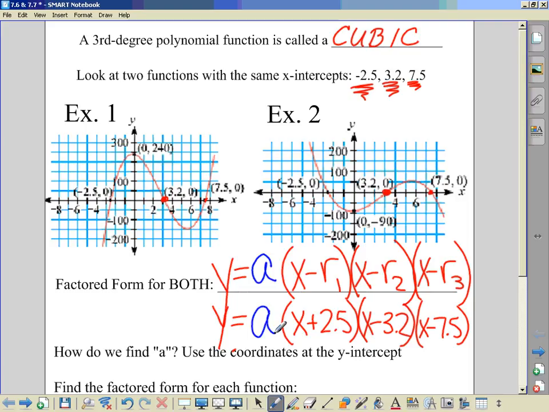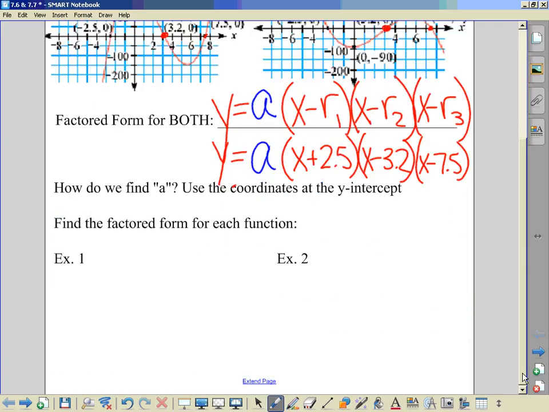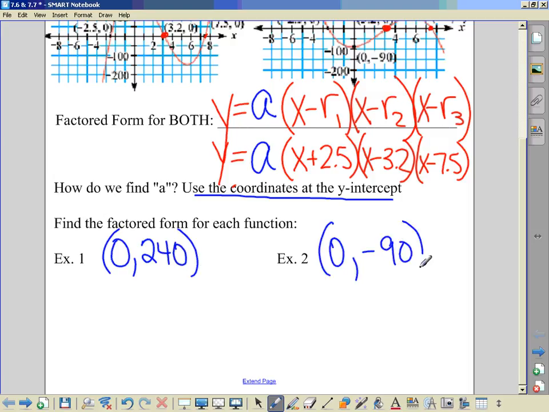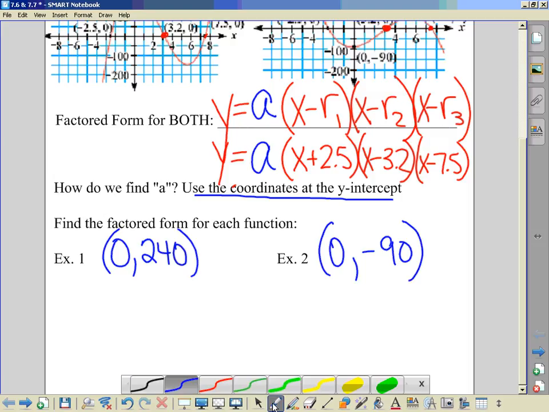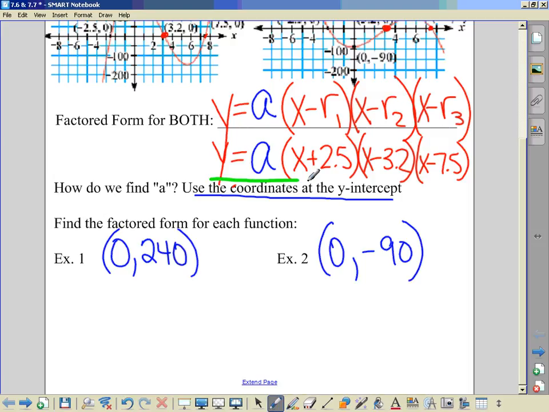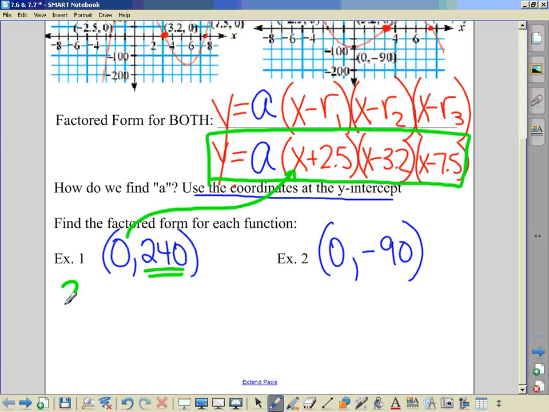So how do we find a? This goes down to the second point here. Well, we're going to use the coordinates at the y-intercept. The first one had a y-intercept of (0, 240), while the second one had a y-intercept of (0, negative 90). So we're going to go ahead and take the equation that we just compiled right here. I'm going to circle it in green. And what we're going to do is replace, for example 1, 0 for x, while we put 240 in for y.